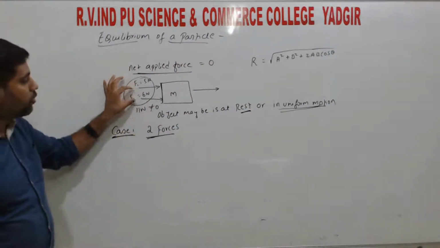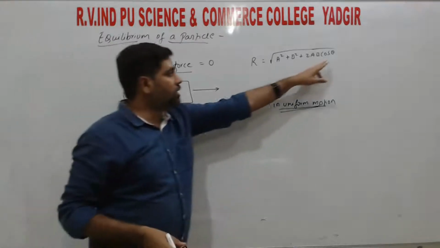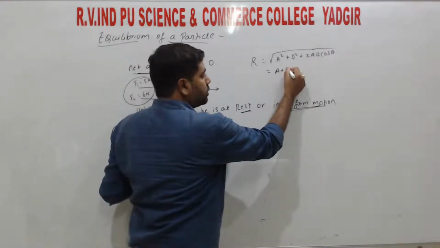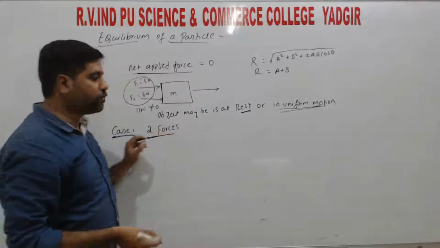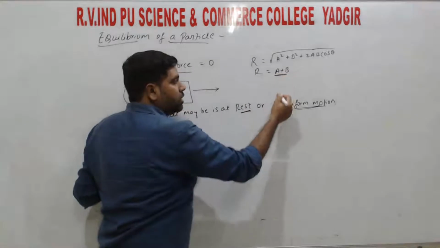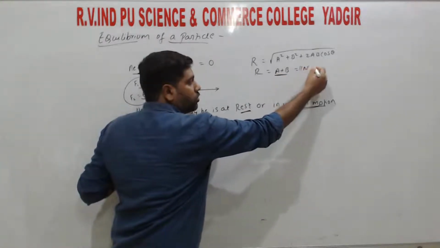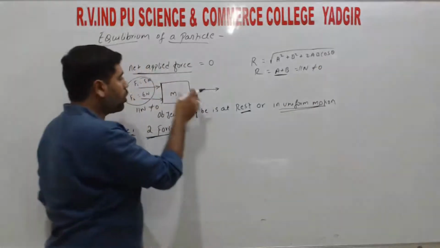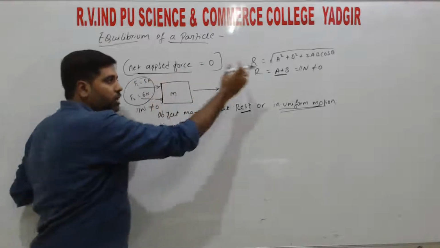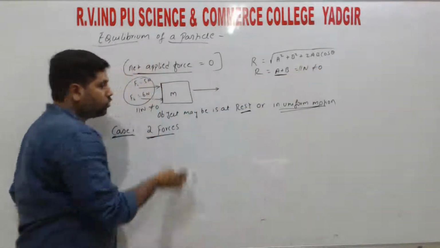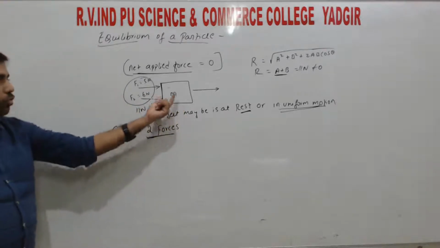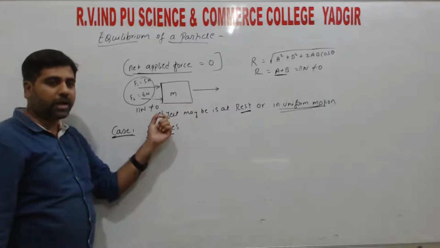Here there are two vectors, both acting parallel, which means theta is 0 degrees. So cos theta is 1, and this becomes a plus b. So the resultant is equal to a plus b, and we can directly add 6 plus 5, giving 11 Newton. This is not equal to 0. For the object to be in equilibrium, the condition to satisfy is that the applied force must be equal to 0. So this is not the way to apply the forces to keep the object in equilibrium, in the first case.